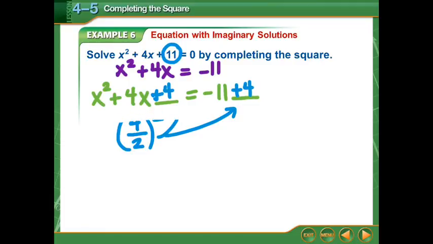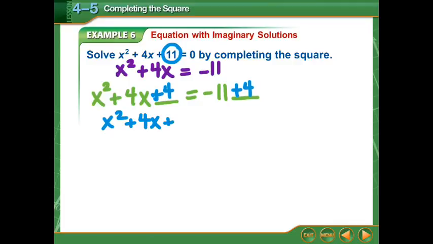So I'm going to erase this so I have room. So on the left-hand side, I have x squared plus 4x plus 4. This is a perfect square trinomial. On the right-hand side, negative 11 plus 4. It's going to be negative 7.